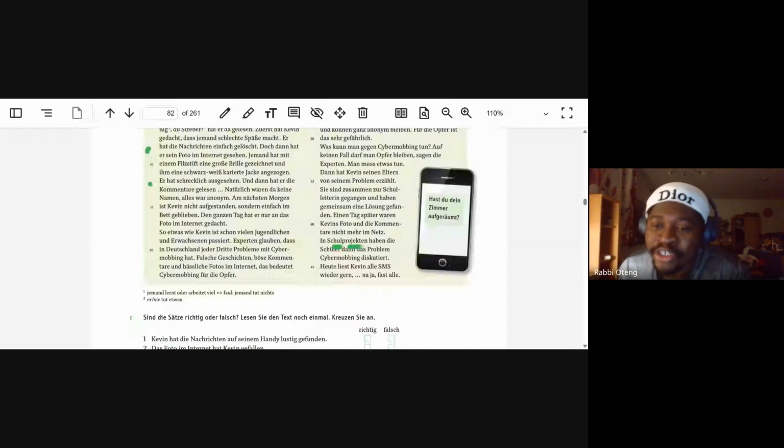So if you want to form a compound noun with school, we use Schul, then the noun will follow. So school lamp is Schullampe, school phone is Schulhandy. Here it is school projects.